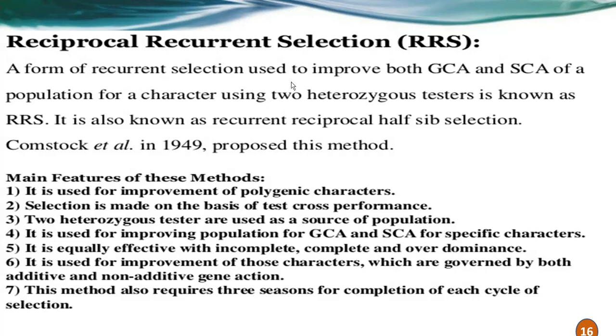Then the last one is reciprocal recurrent selection, RRS, a form of recurrent selection used to improve both GCA and SCA of the population of the character using two heterozygous testers. So here at a time two heterozygous testers are used. If we recall the earlier schemes, in GCA we use the broad tester, an open pollinated variety, and in SCA we use the narrow tester, a homozygous inbred. But in reciprocal recurrent selection, at a time we use two heterozygous testers.